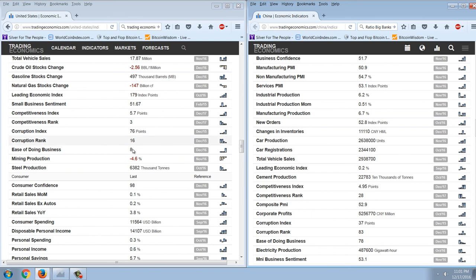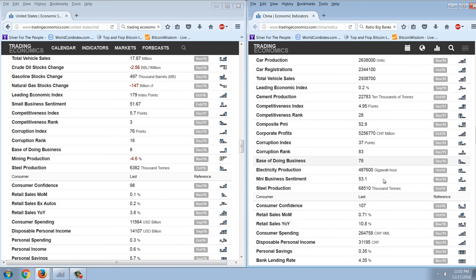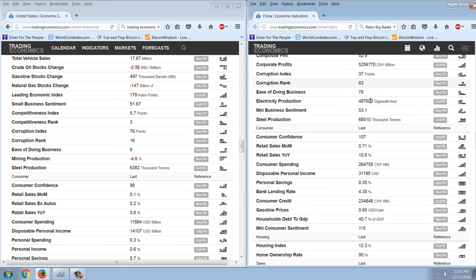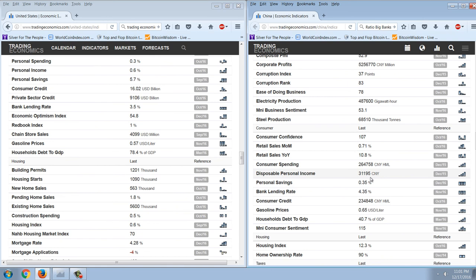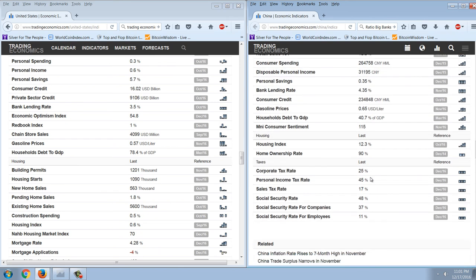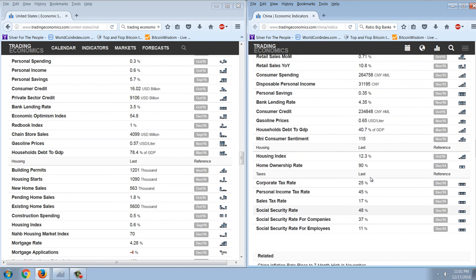Ease of doing business and corruption rank. Of course, you can see China comes in with a horrible corruption rank and a horrible ease of doing business. And the U.S. has a great ranking on the corruption index and has a great ranking on the ease of doing business. And of course, the United States is becoming one of the worst places you can do business in the entire world. So other than that, the last one I wanted to compare, you can see gasoline prices.